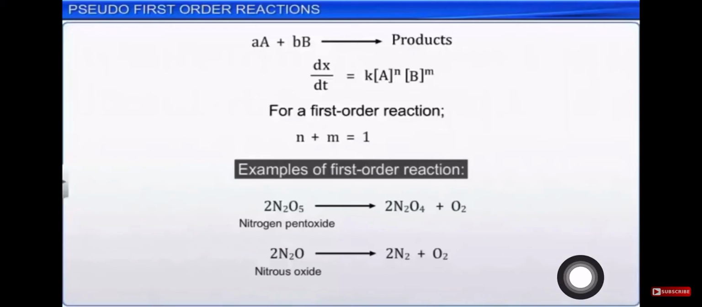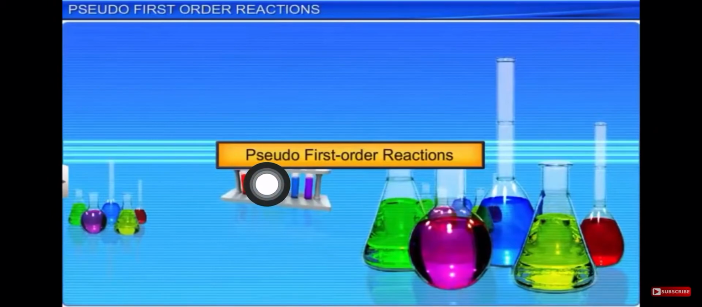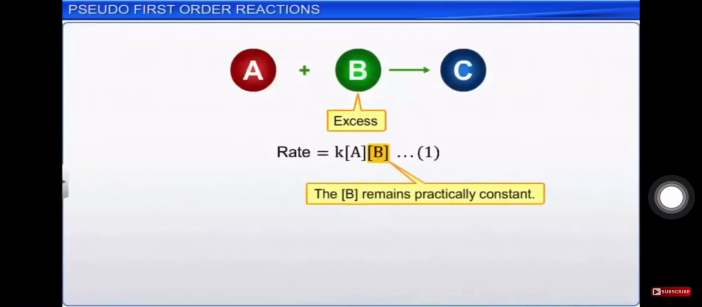Now let us move towards our topic, pseudo first order reaction. Pseudo first order reaction means that on one side, by seeing the reaction, it should be a first order reaction, but it is not actually a first order reaction, and that's why it is known as pseudo first order reaction. Let us take an example: A and B react with each other to give the product C.